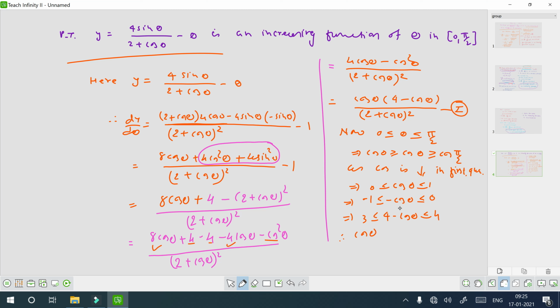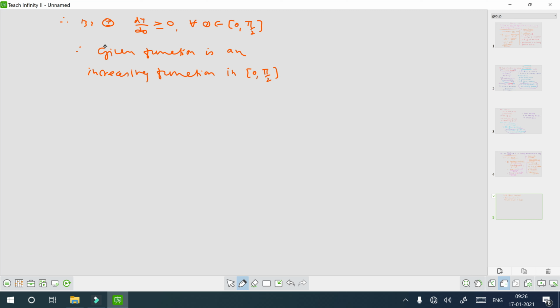And therefore cos theta greater than or equal to 0, 2 plus cos theta is positive, and at the same time 4 minus cos theta is also positive, and therefore by 1 what we get? dy by d theta is greater than or equal to 0 for all theta belongs to closed interval 0 to pi by 2, and therefore the given function is an increasing function in closed interval 0 to pi by 2. Clear? Yes.